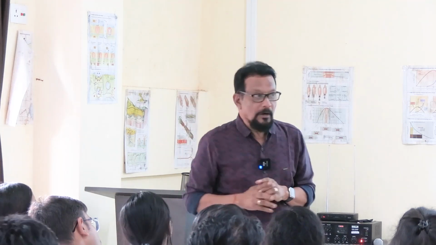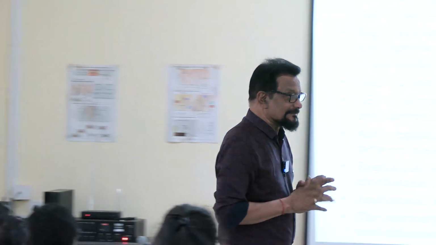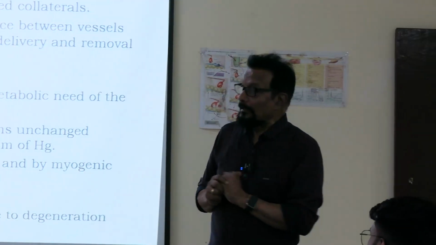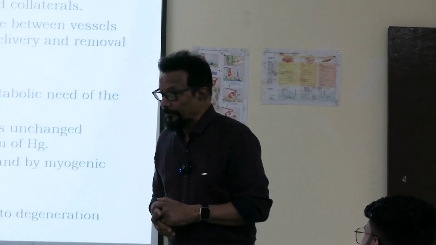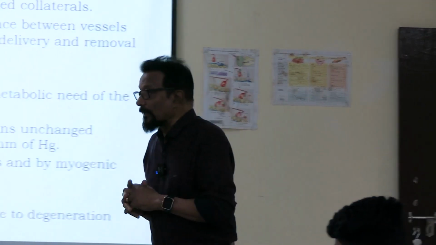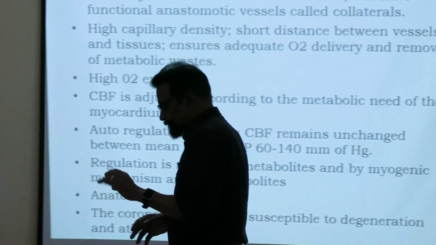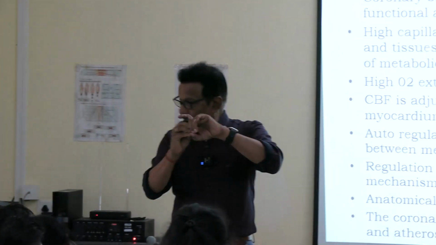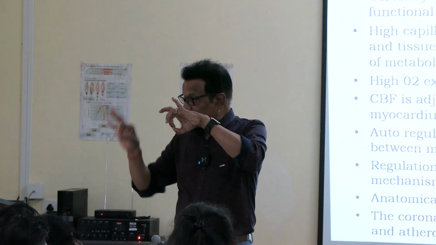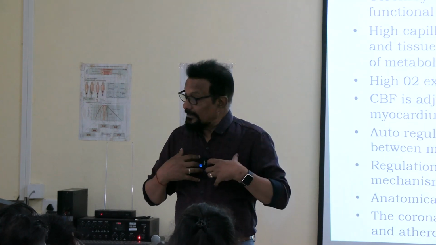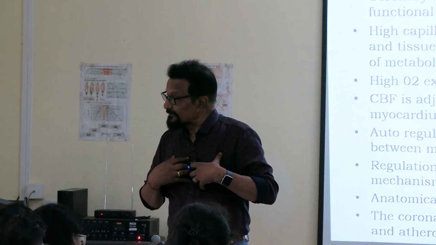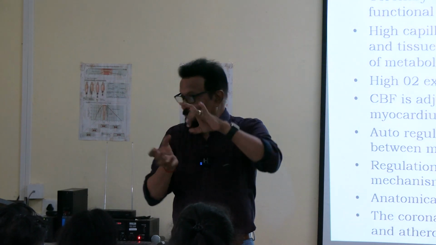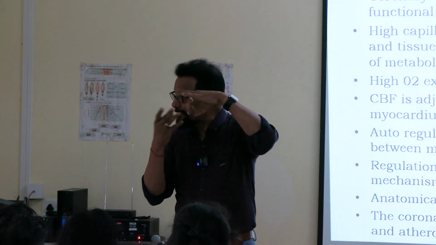There are two methods of auto-regulation. One is explained by the myogenic theory. Another is explained by the metabolic theory. Okay, what is the myogenic theory? When perfusion pressure, meaning blood pressure, the pressure within the vessel, here the coronary vessels, is increased, its diameter will be increased. When pressure is increased, diameter will be increased.